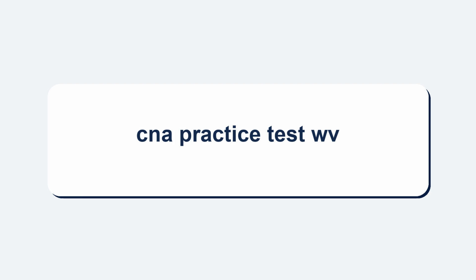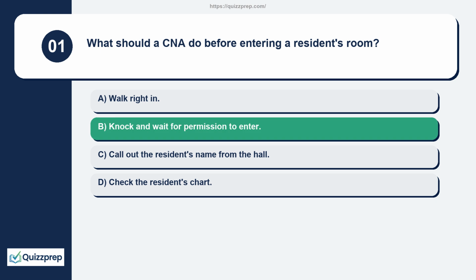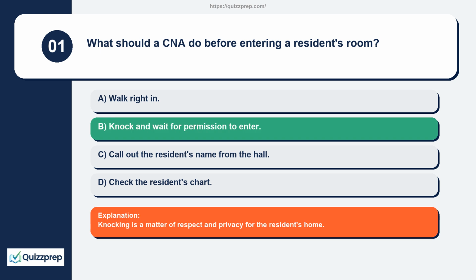CNA Practice Test WV. Question 1. What should a CNA do before entering a resident's room? Walk right in. Knock and wait for permission to enter. Call out the resident's name from the hall. Check the resident's chart. Knocking is a matter of respect and privacy for the resident's home.